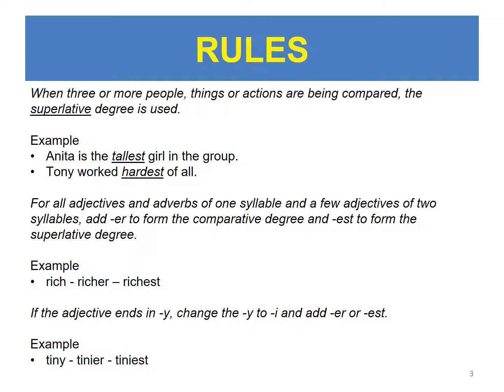For all adjectives and adverbs of 1 syllable and a few adjectives of 2 syllables, add ER to form the comparative degree and EST to form the superlative degree. Example: rich, richer, richest. If the adverb ends in Y, change the Y to I and add ER or EST. Example: tiny, tinier, tiniest.